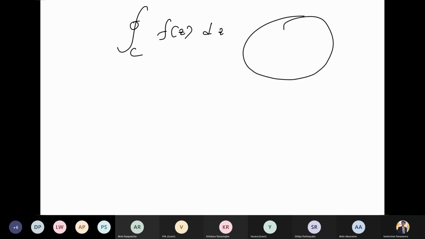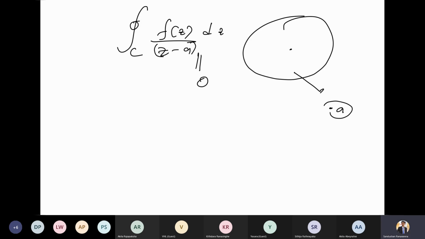Now what will happen if you have this type of thing? I will explain this. You have some integral of f(z) dz divided by z minus a, or something like this. So what will happen if you have this complex number a outside this contour? Then you can clearly say this integral is going to be 0. Why is it going to be 0?